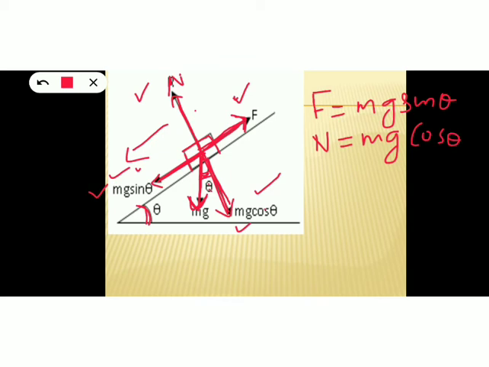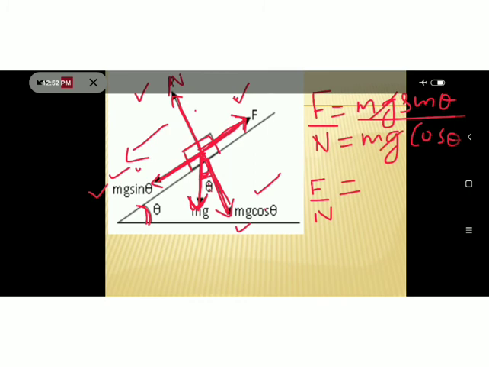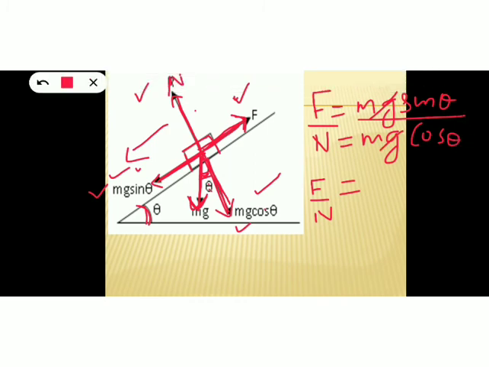Now divide these two equations. When you divide the LHS, you will get F by N. And when you divide the RHS, mg will cancel, then you will get sin theta by cos theta, and sin theta by cos theta is tan theta. So we got the relation F by N is equal to tan theta. And we had already studied that frictional force by normal reaction, the ratio of frictional force to normal reaction, is the coefficient of friction. So we can write the coefficient of friction mu is equal to tan theta.